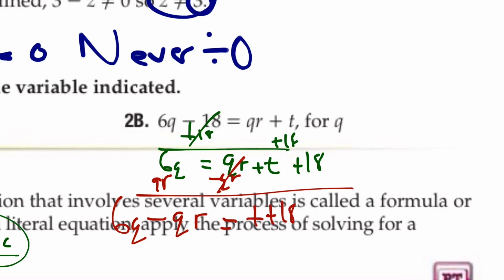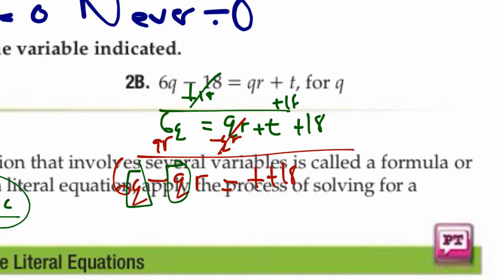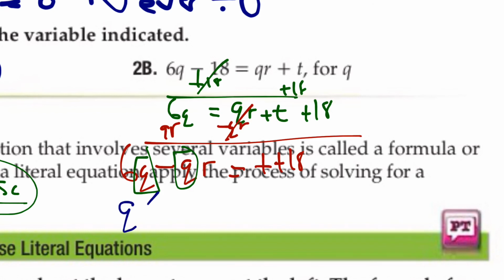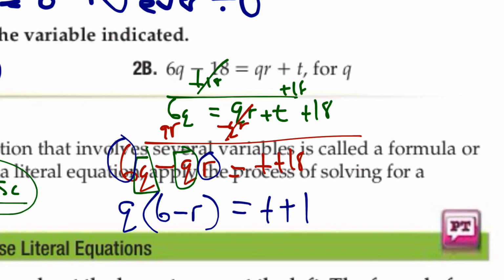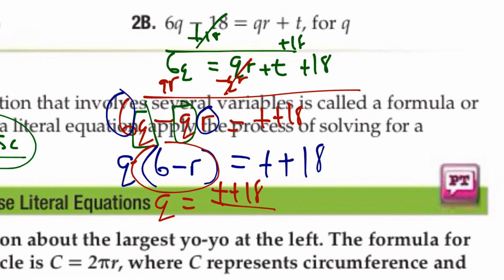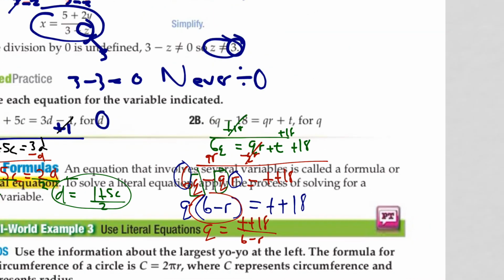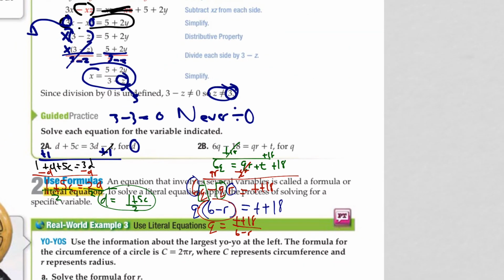Almost done. Now, here's where it's special. You see how this has a q and this has a q. So I'm going to take them out. And they're going to end up playing like duck, duck, goose. So it's q who went outside, and inside, the 6 and the r. q times 6 minus r equals t plus 18. And now, since it's q times all of this, I divide it. So q equals t plus 18 over 6 minus r.